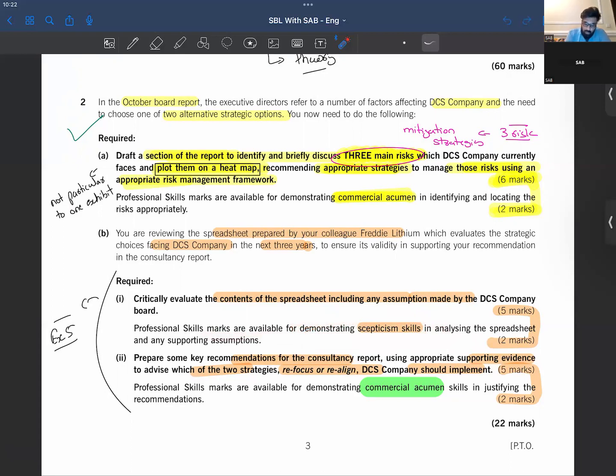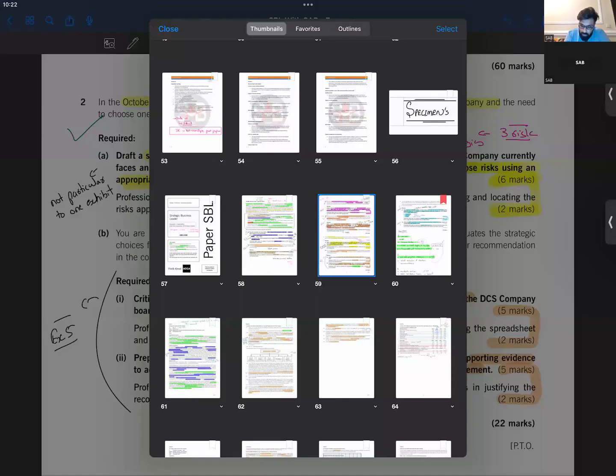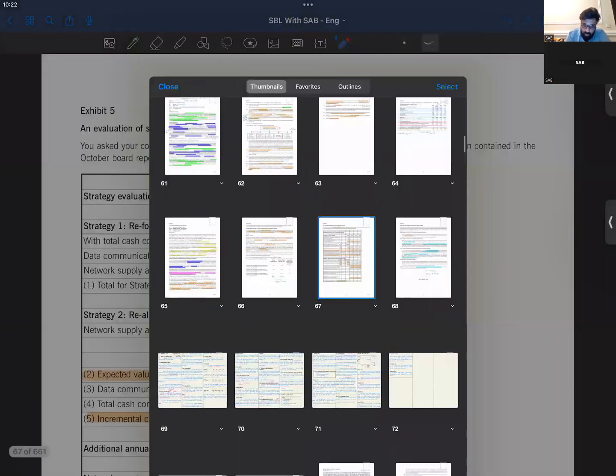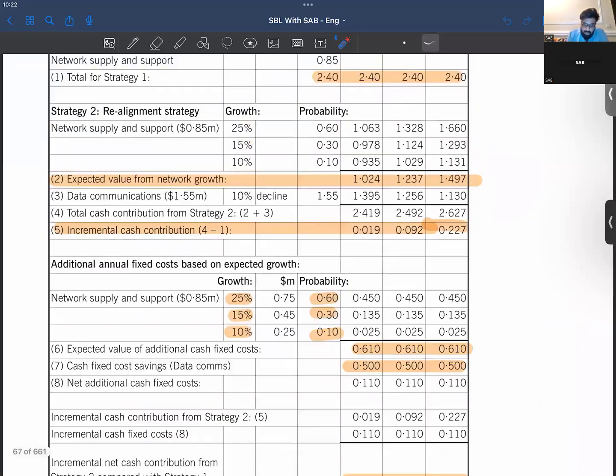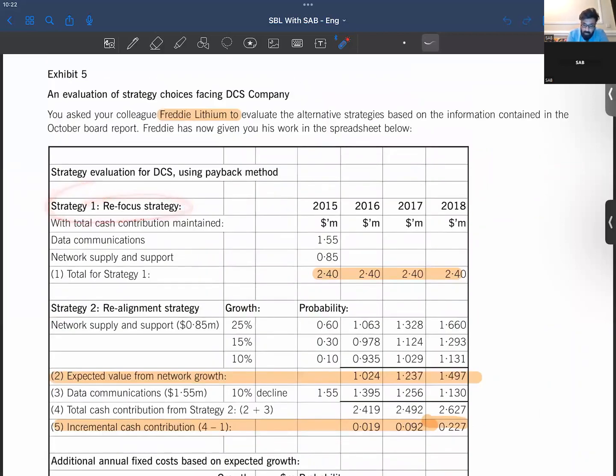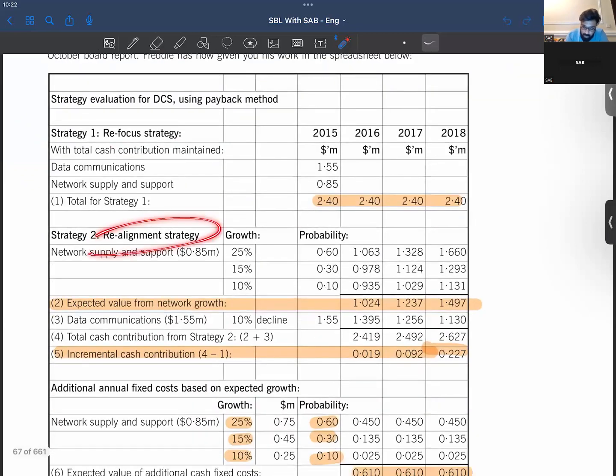See, so again, we need to go on to the spreadsheet which has been given to us. So an evaluation of the strategic choices. We would get back to exhibit 5 and we'll be solving that exhibit, right? See, the first strategy is to refocus. In the refocus strategy, data communication is 1.5, and that's network and supply. So the total for strategy 1 is this. Strategy 2 is realignment, and they have given us the probability of all the strategies. They have given us the expected value, I would say.